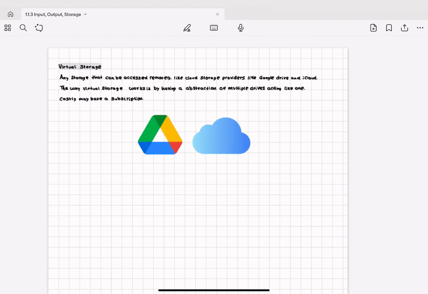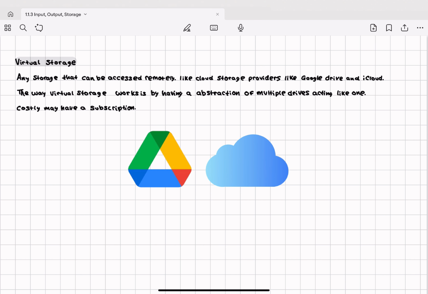And we have virtual storage. Kind of like your Google Drive and iCloud, any storage device that can be accessed remotely. The way this works is through abstraction of multiple drives and computers, where you can just log in, put your files on there, and then access them remotely. But the issue with this is it can be costly, often put behind a subscription and stuff like that.